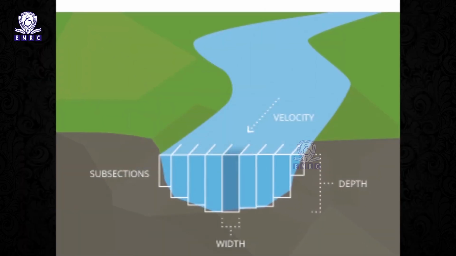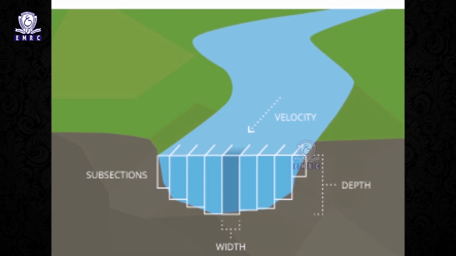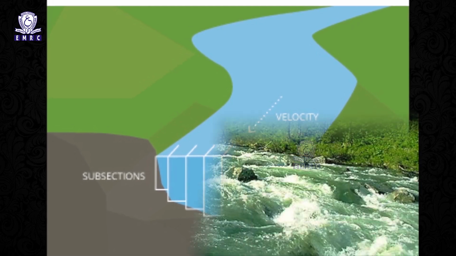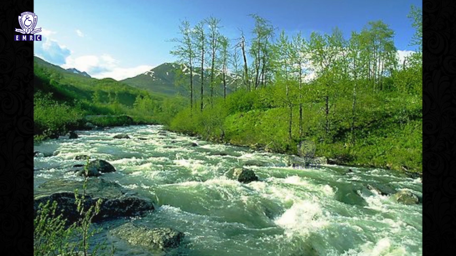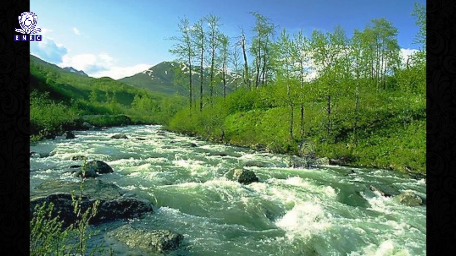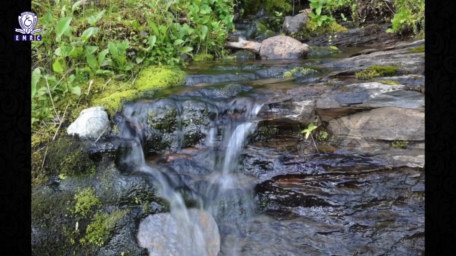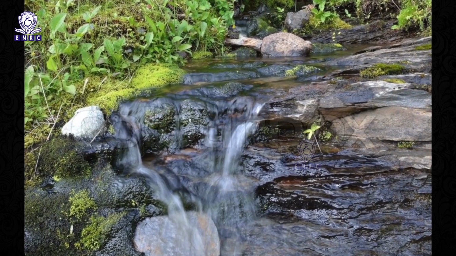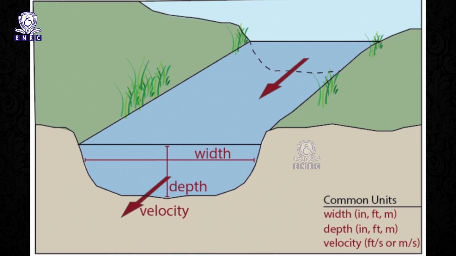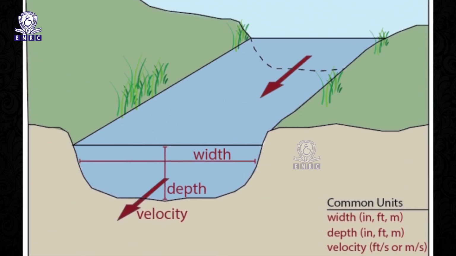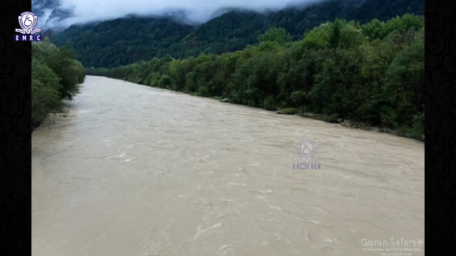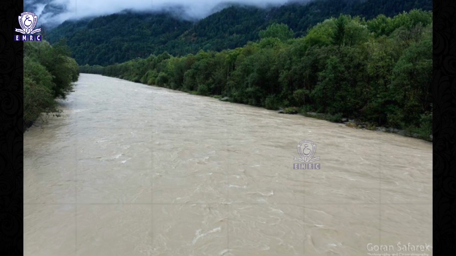Stream flow is influenced by the volume of water, or discharge. Discharge is the amount of water flowing in the river during a specific interval of time. It is usually measured in cubic meters per second. Discharge increases downstream as more and more water is added from each tributary.